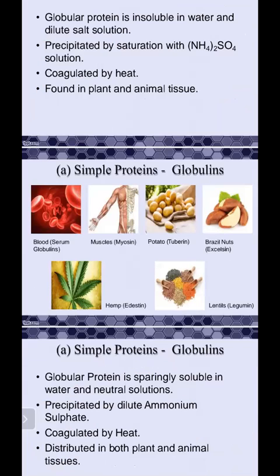Here you can see in blood we have globulin, serum globulin. In muscles, we have myosin. In potatoes, we have tuberin. In Brazil nuts, we have excelsin. In hemp, we have edestin. And in lentils, we have legumin. So these are the examples, and you will easily remember that in potato the globulin we have is tuberin, in muscles we have myosin, and in blood we have serum globulins.